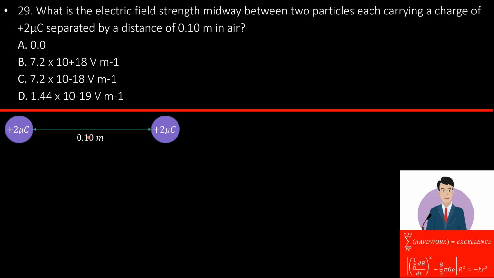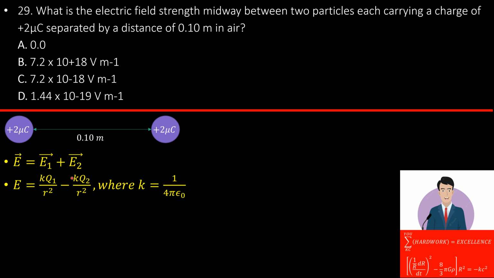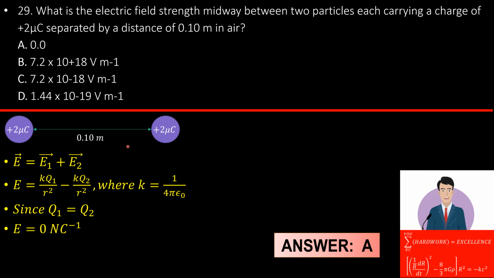All right, now if you have to do that mathematically, then you are going to note that E midway is actually going to be E1 plus E2, of course vectors, kq1 over r squared minus kq2 over r squared, minus because, well, this guy is in the opposite direction. All right, so you notice that our k is of course 1 over 4 pi epsilon 0 because it's in air. So since q1 is equal to q2, you notice that our E is actually 0 newton per coulomb. You did not have to do this mathematics. All right, so they have the same magnitude, then midway the electric field is 0. All right, so our answer is A.